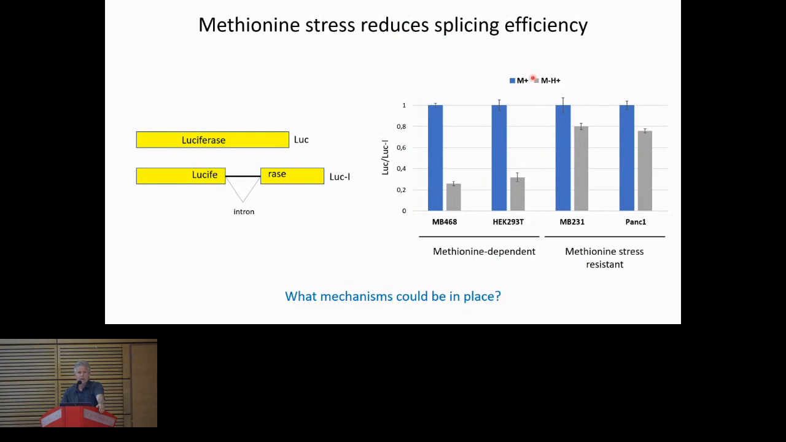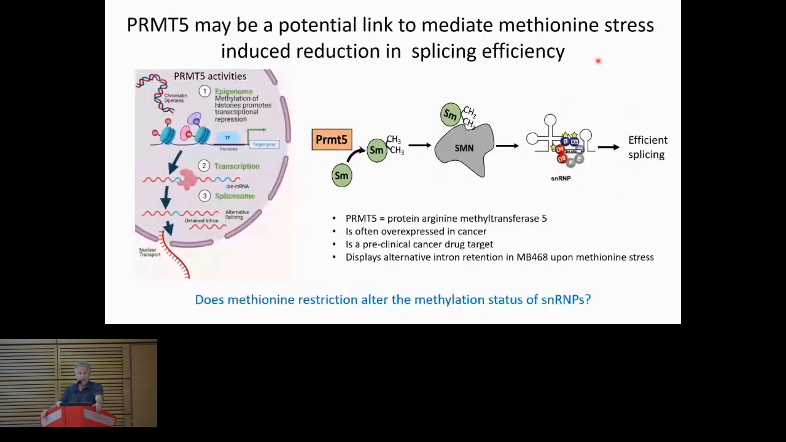Okay, what mechanisms could be in place here? Here I'm doing the reverse of what everyone else is doing. I'm trying to find the needle in the haystack, whereas most of your tools generate the haystack. So we stared at many of the genes that are differentially spliced and differentially expressed, and we ended up focusing on one, and that is PRMT5. PRMT5 is a protein arginine methyltransferase. Well, there you go. That's the first clue.